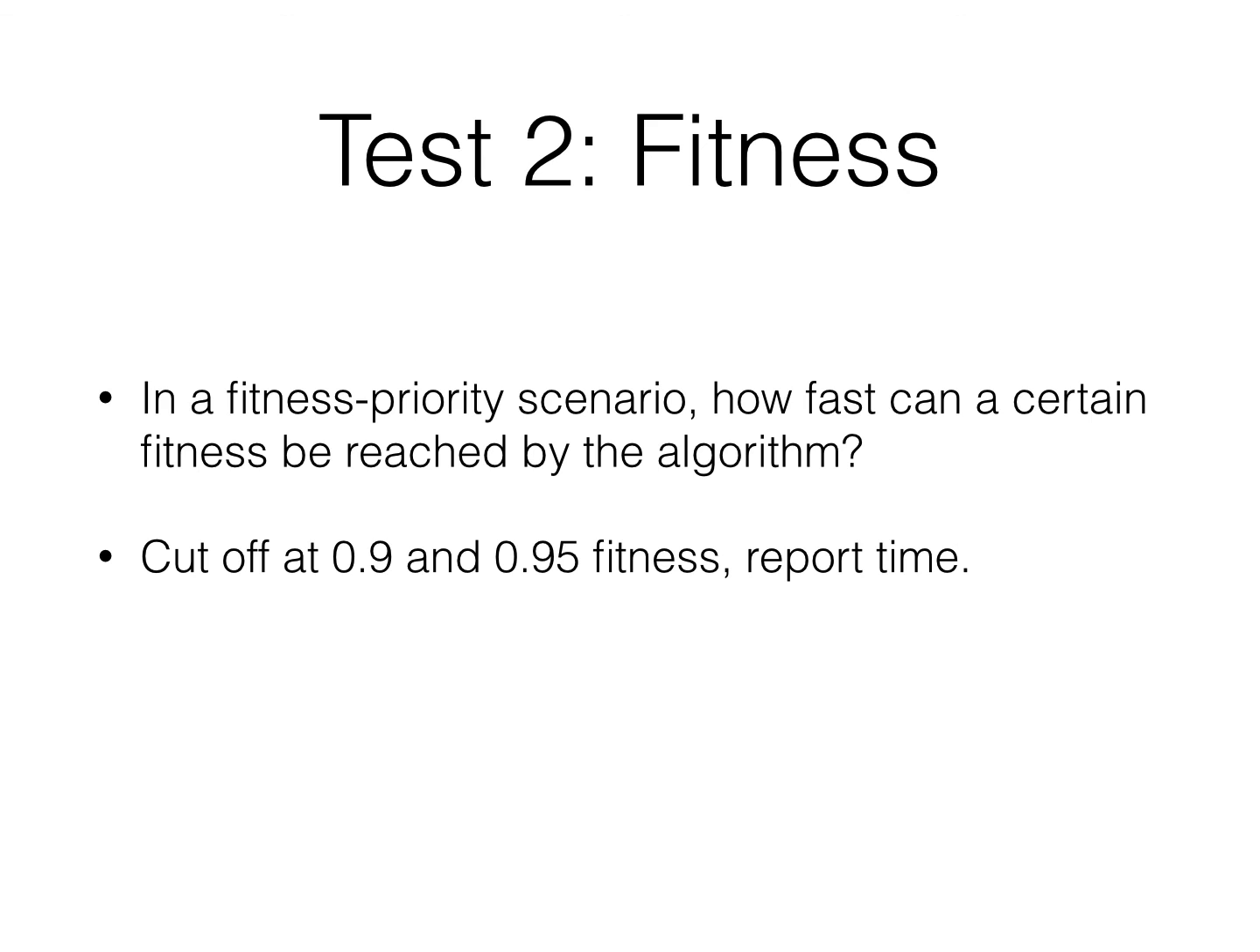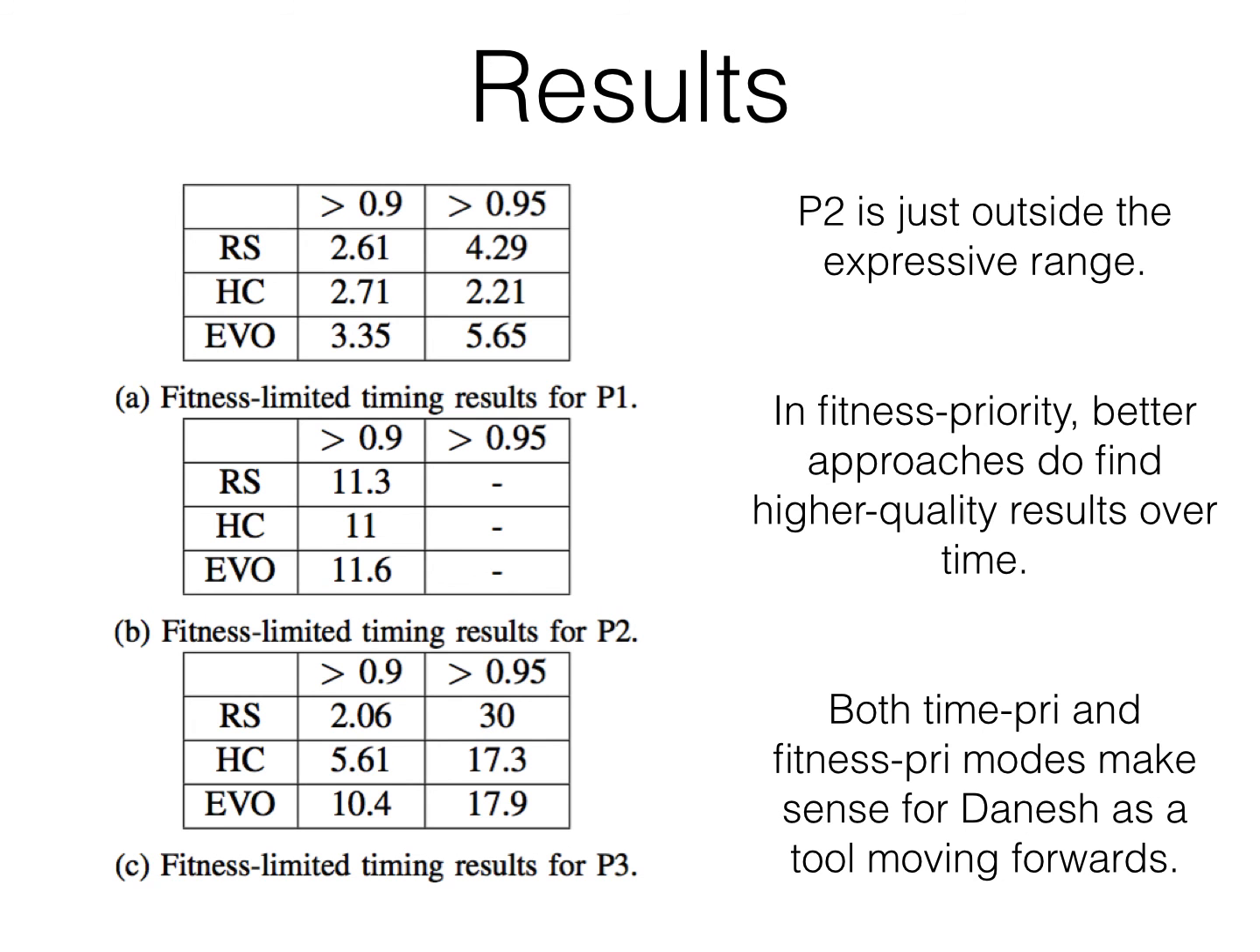So we looked at 0.9 and 0.95 fitness. And the results for that were a bit different. We found that actually these more, in quotation marks, sophisticated approaches generally do better than just the random search, particularly for quite complicated or intense tasks and quite high sets of fitness.